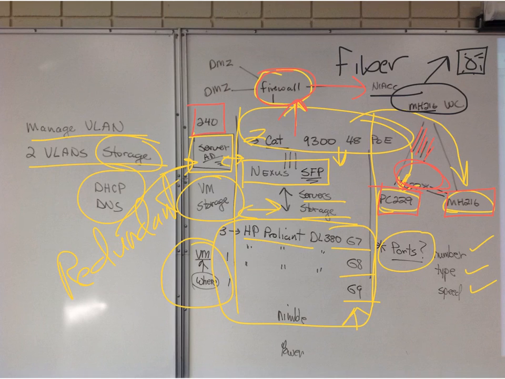Then off this firewall we'll have a couple of DMZs directly off that, and those will be able to communicate through VLANs through these Catalyst switches. Yeah, it'll be a fun project to put together. That's it.